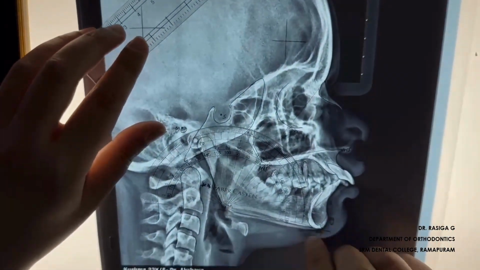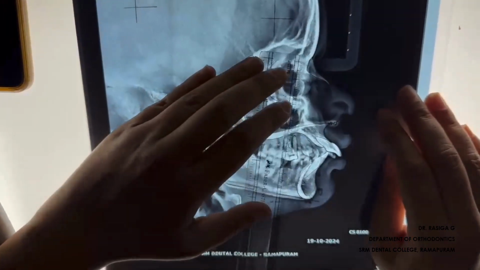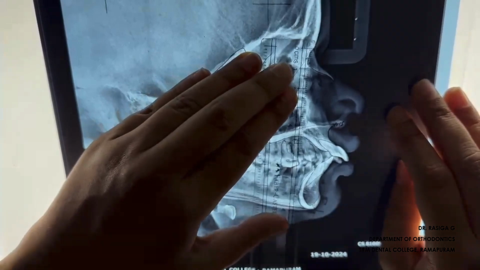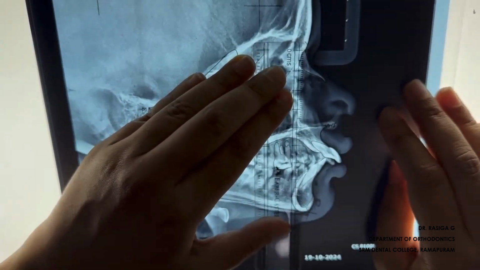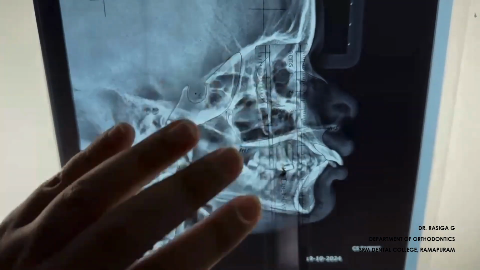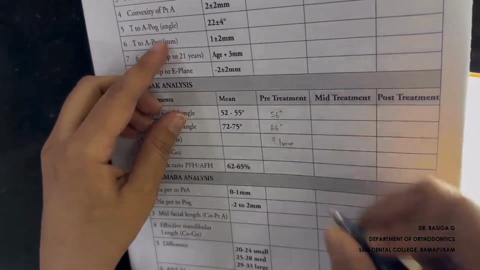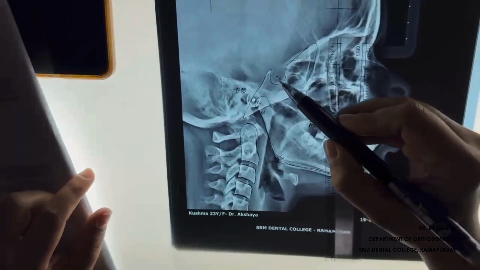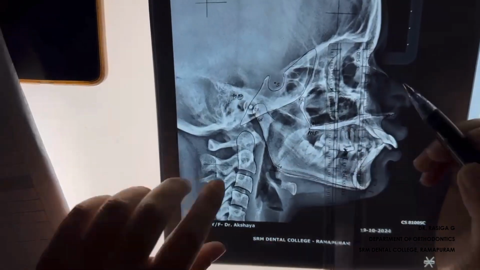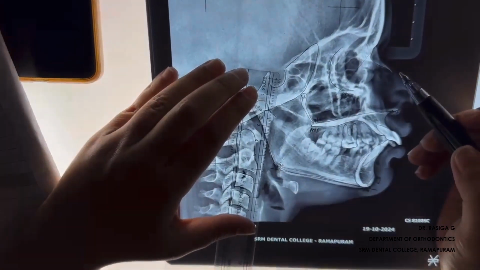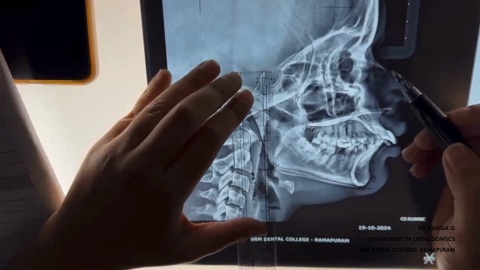The AFH is the vertical distance from the nasion to the menton. This indicates the total anterior facial height of the patient. The posterior facial height is the next measurement, which is from sella to gonion. This measures the posterior vertical dimension of the patient.